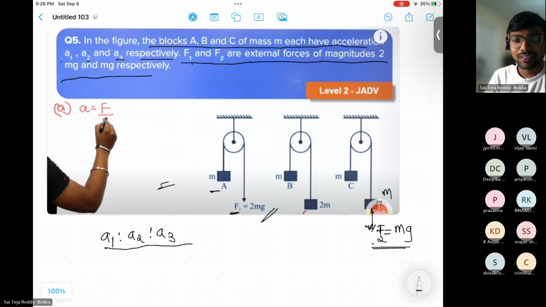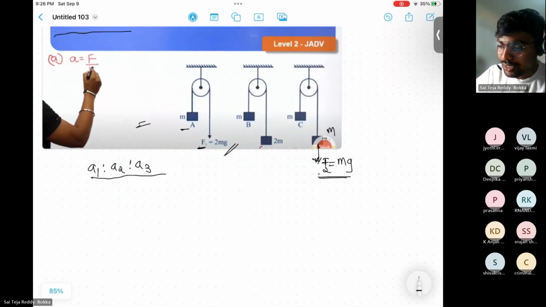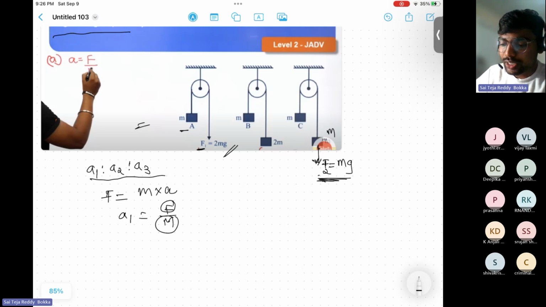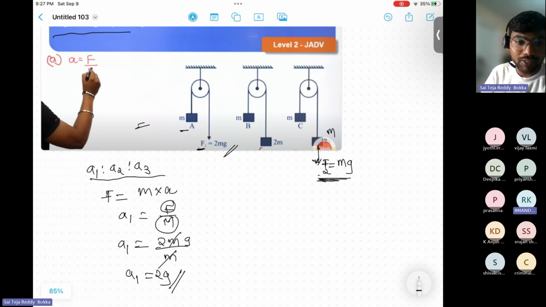There is one more thing I have added here. So F is equal to M into A. This is our first case. So A1 is equal to F by M. What is my force and what is my mass? The net force will be equal to 2M, sorry, M into G, and the mass M, so M will cancel. So A1 is equal to 2 into G. This is my first case.